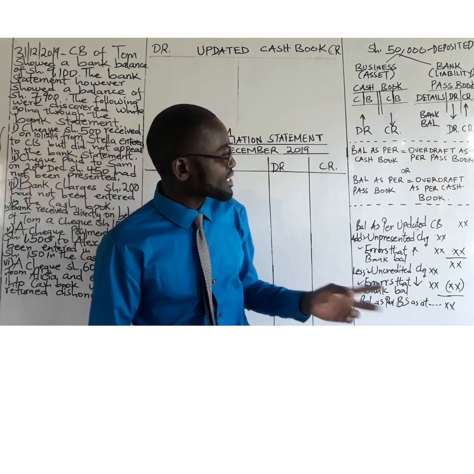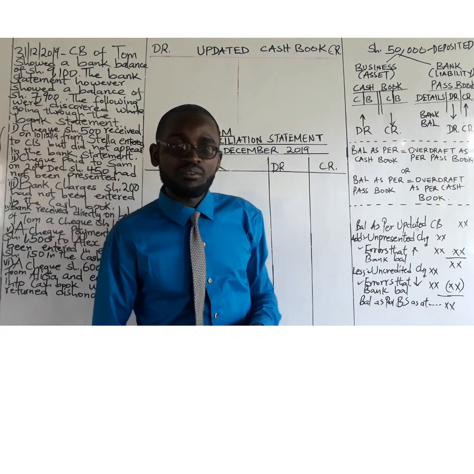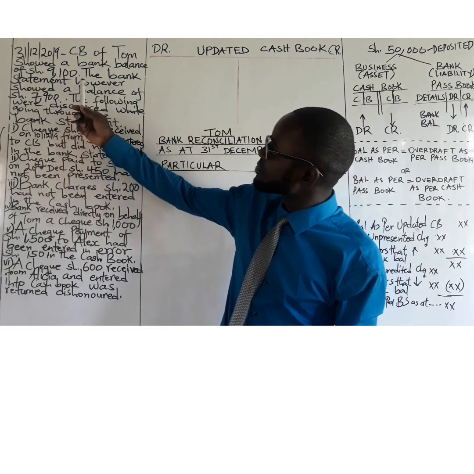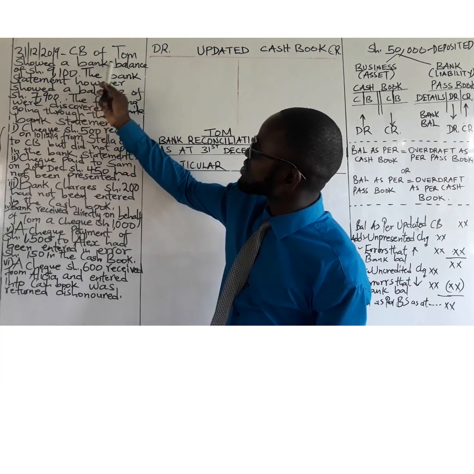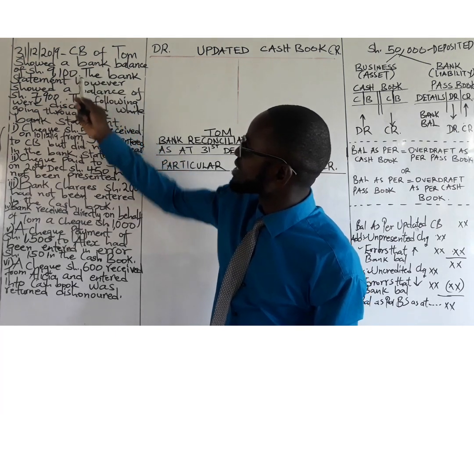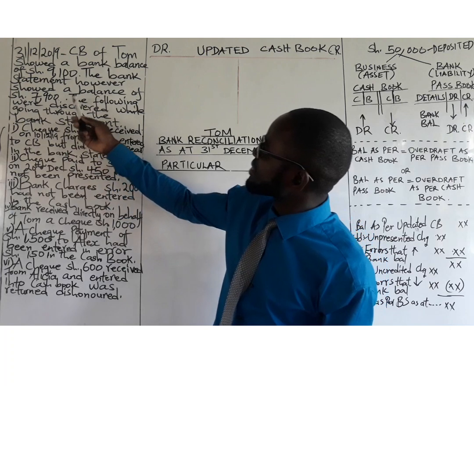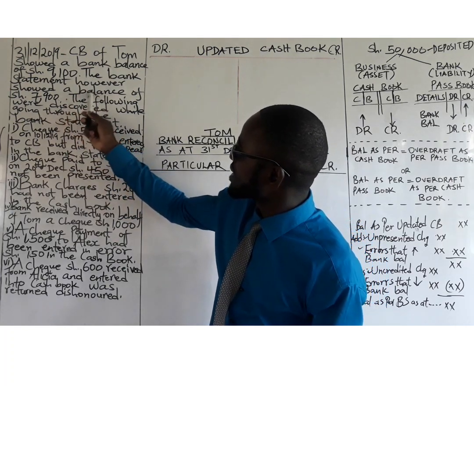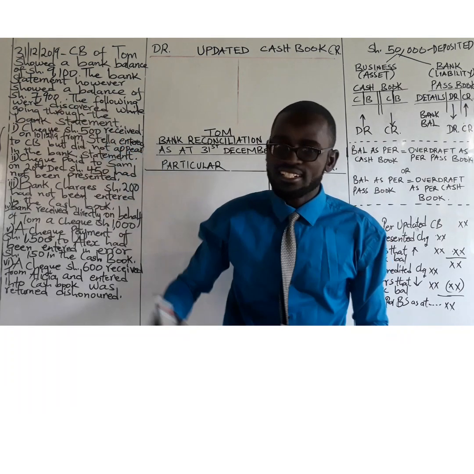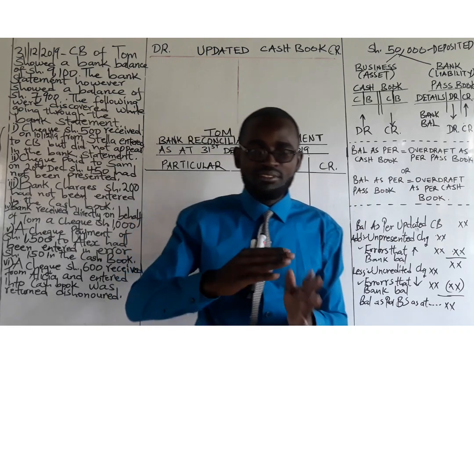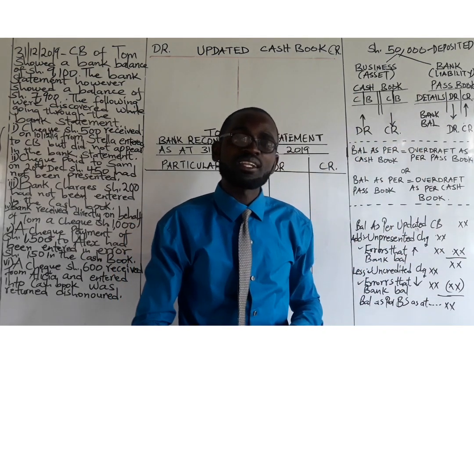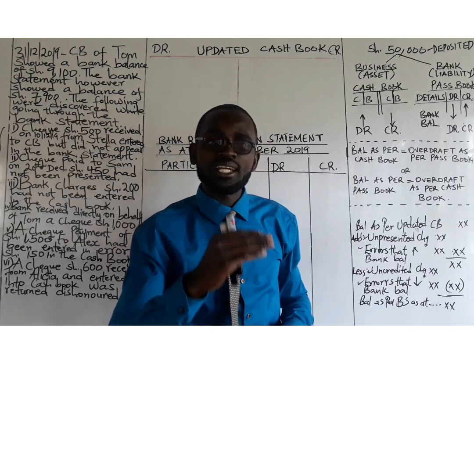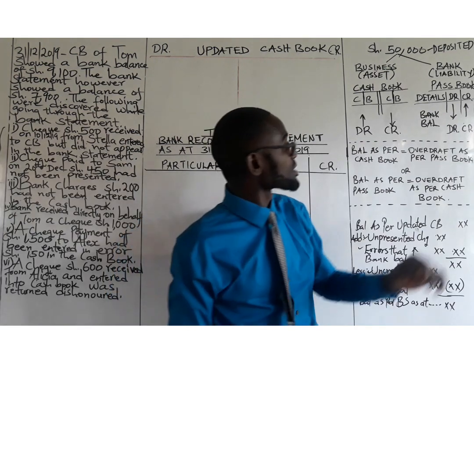And we are going to see, actually, for example, in this our example, we are told that the cash book of Tom showed a balance of 9,100. The bank statement, however, showed a balance of 7,900. It means there is a difference between the two balances. So we are going to see actually how we can correct that to bring them to agreement.